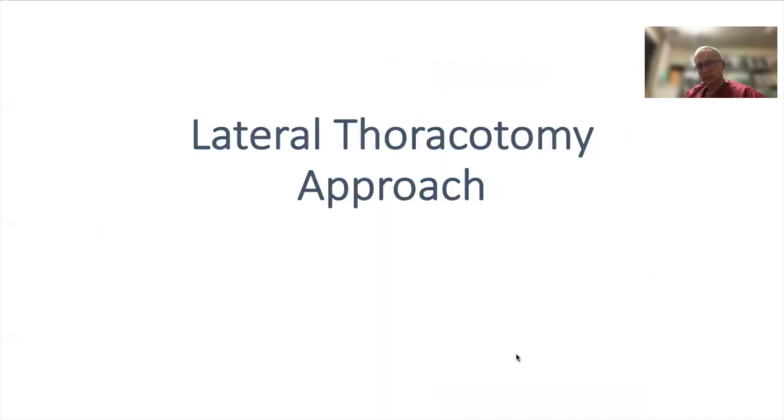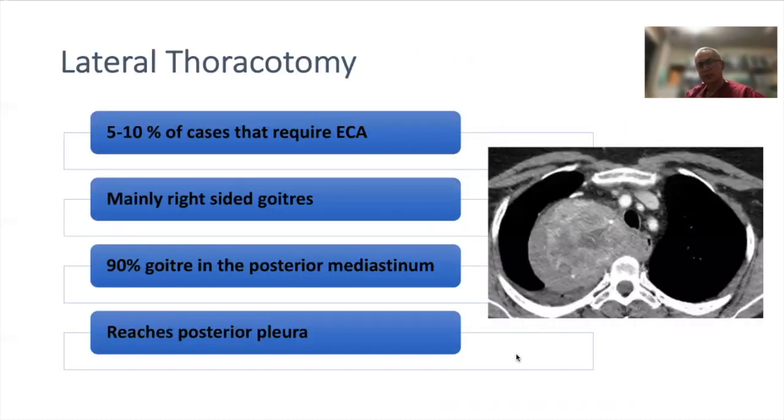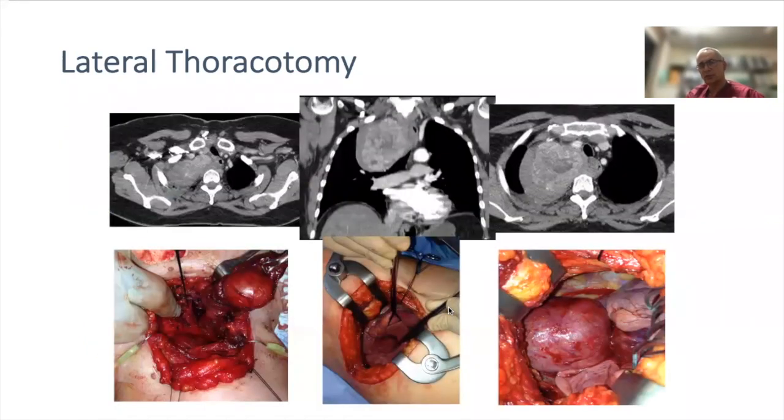Now then, sometimes the extracervical approach is not going to be a midline sternotomy. There'll be goitres that may require a different type of approach, and you can see here why. Because this is actually completely posterior. This goes to the posterior chest wall, and so even if you use the approach from the front, you will never be able to dissect that from the pleura. So they are mainly right-sided goitres. The majority are going to be in the posterior mediastinum, and as I said, they reach the posterior pleura. So you need to use a different type of approach, and this is an example of that.